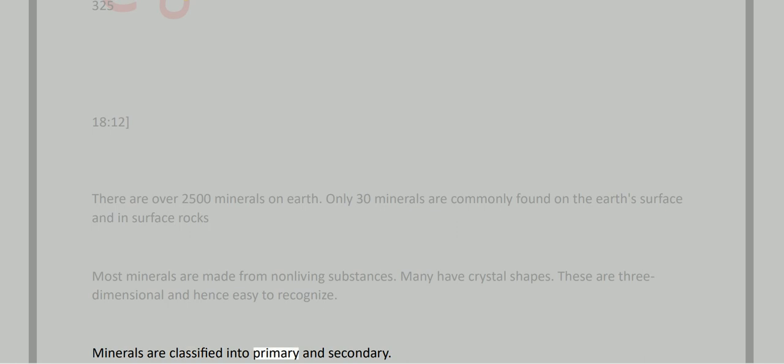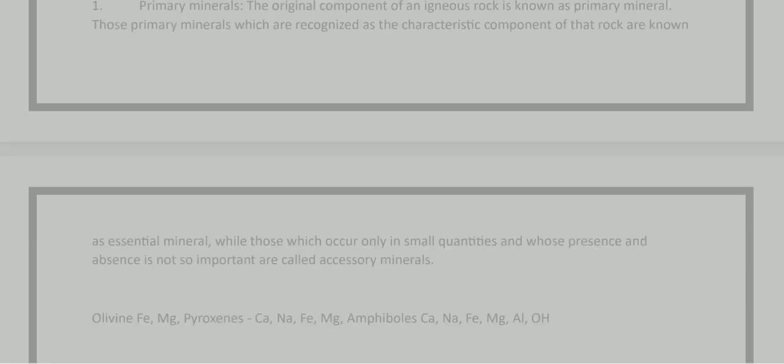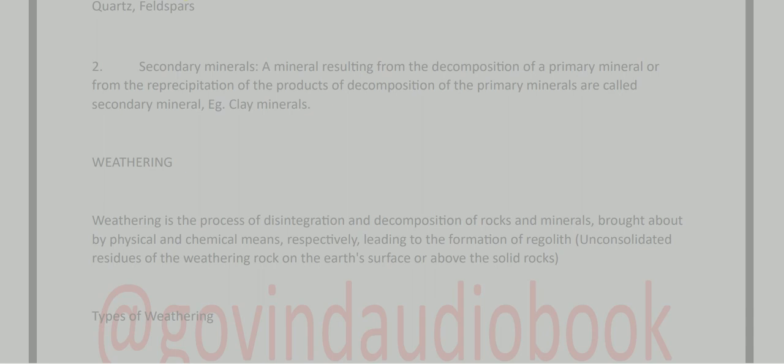Minerals are classified into primary and secondary. 1. Primary minerals. The original component of an igneous rock is known as primary mineral. Those primary minerals which are recognized as the characteristic component of that rock are known as essential minerals, while those which occur only in small quantities and whose presence or absence is not so important are called accessory minerals. Olivine, pyroxenes, amphiboles, quartz, feldspars. 2. Secondary minerals. A mineral resulting from the decomposition of a primary mineral or from the reprecipitation of the products of decomposition of the primary minerals is called a secondary mineral, e.g. clay minerals.